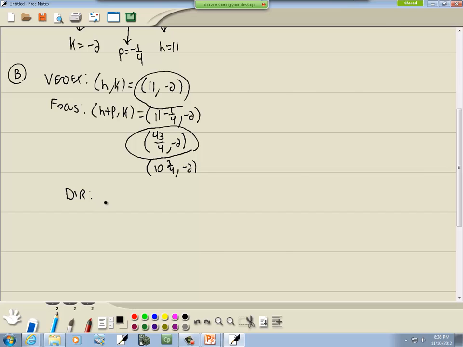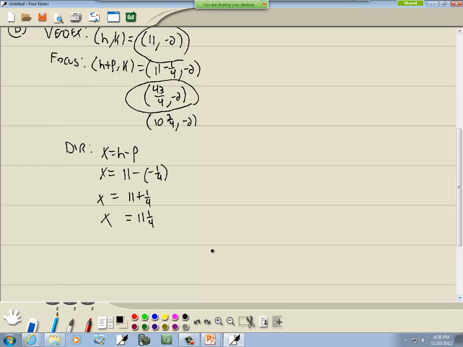Our directrix. Bottom formula, x equals h minus p. Okay, h is, what is h? 11 minus p, which is -1/4, which gives us 11 plus 1/4, which is 11 1/4. I'm going to put it into fraction form, but again, that's going to be easier to work with right there. And 11 times 4 is 44, plus 1 is 45. So we got 45 fourths.